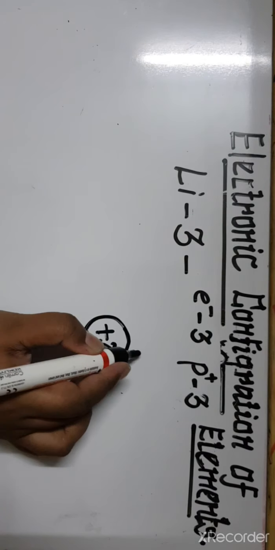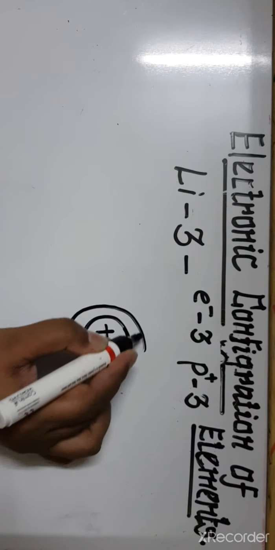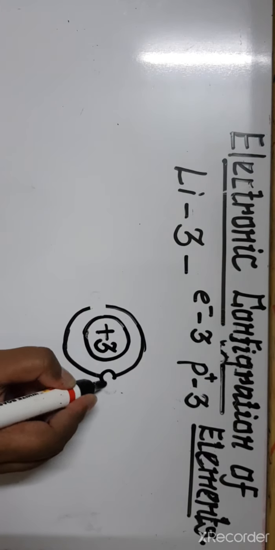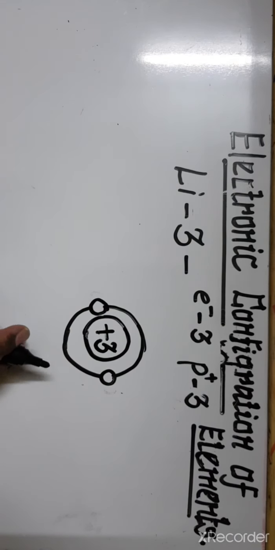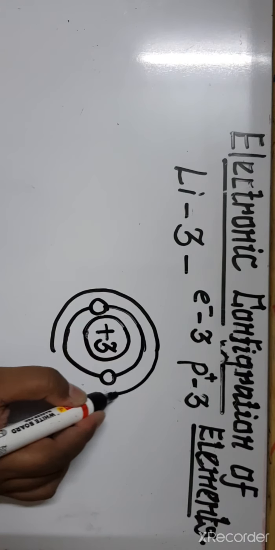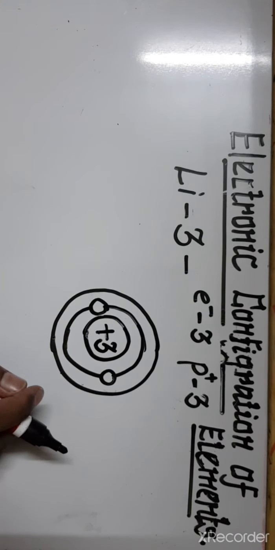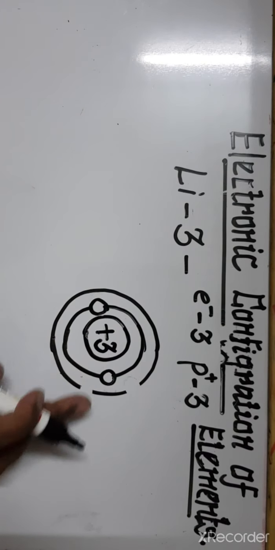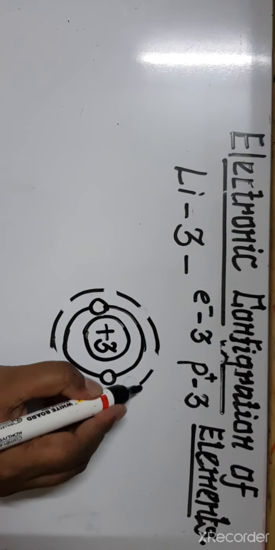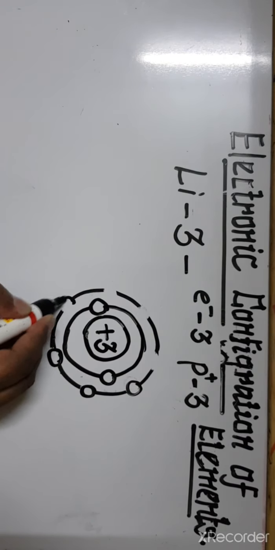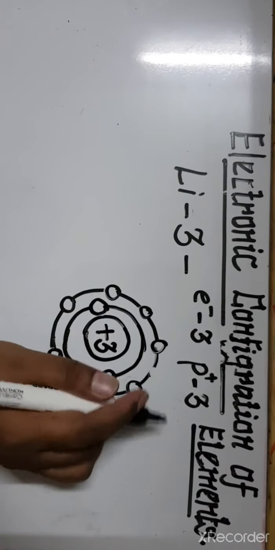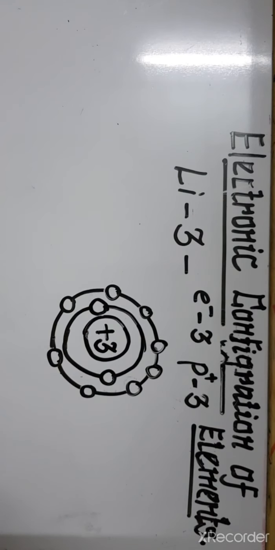Now in the first shell, as you know, the capacity of the first shell is to hold how many electrons? 2 electrons. So here I am keeping 2 empty spaces in the first shell, which is the K shell. And in the second shell, how many electrons can be occupied? A total of 8 electrons can be occupied in the second shell. So those 8 electrons I am representing with these empty spaces: 1, 2, 3, 4, 5, 6, 7 and 8.